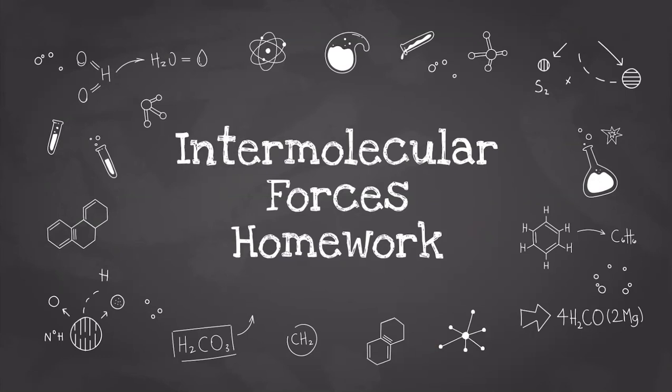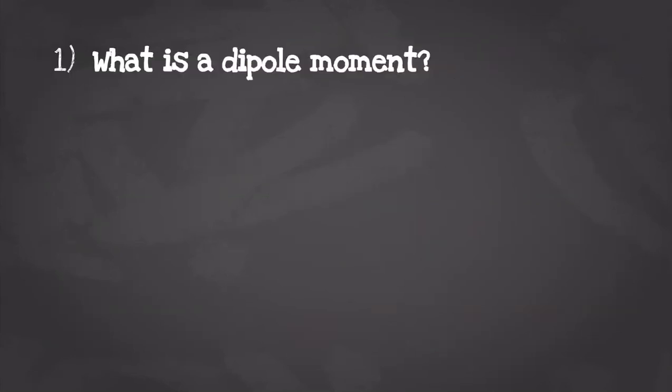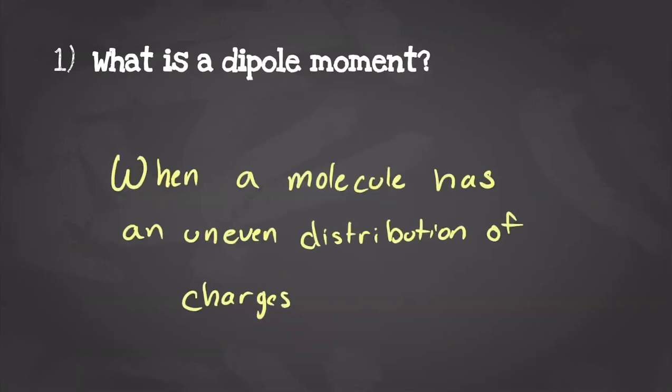So, let's get started. For question 1, it asks, what is a dipole moment? Well, a dipole moment is when a molecule has an uneven distribution of charges. Think back to how atoms share electrons. It's not always even. Some hold the electrons closer to themselves, and that's what causes the dipole moment.